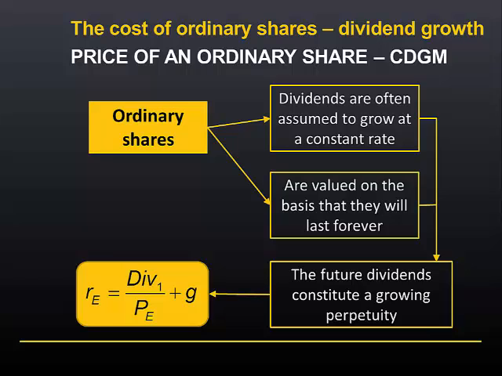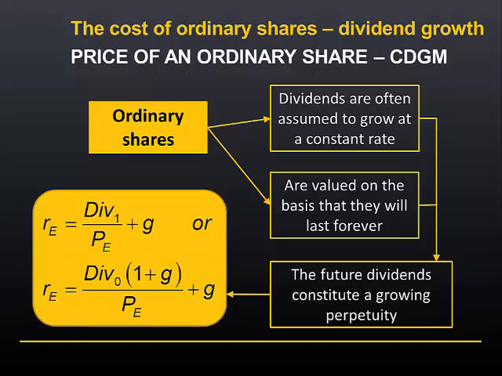As we saw in the topic on valuation of securities, sometimes we don't know next year's dividend. Sometimes the best information we have is the most recent dividend. If we have Div0 and we want to know what Div1 is, and we know that the dividend will grow at a constant rate g, then we can get Div1 by multiplying Div0 by 1 plus the growth rate.